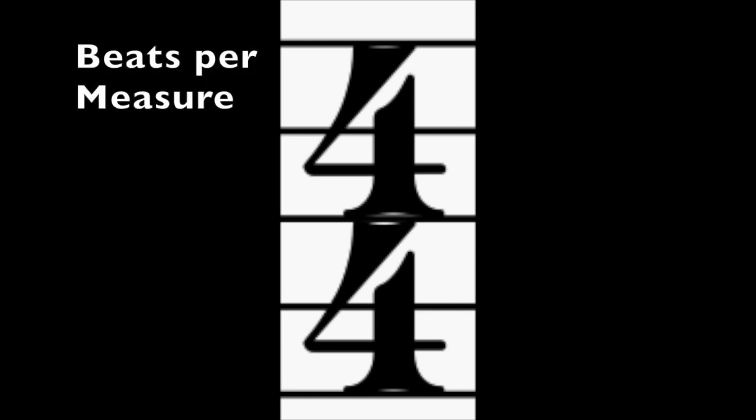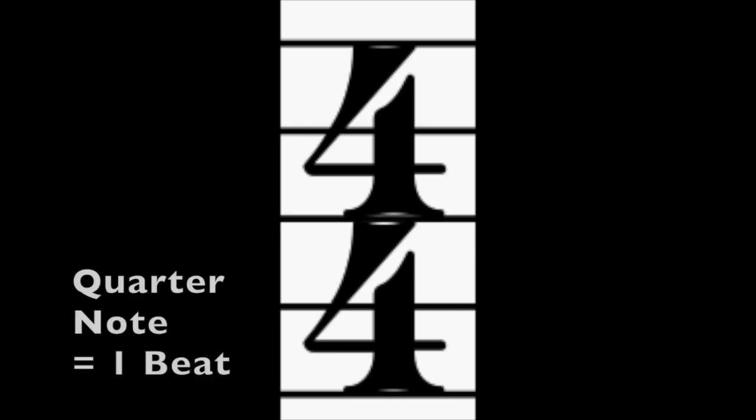This is one example of a time signature. A time signature tells us a few different things. The top number tells us how many beats per measure, in this case 4. The bottom number tells us what kind of note gets 1 beat. In this case, 4 stands for a quarter note, so there would be 4 beats per measure.